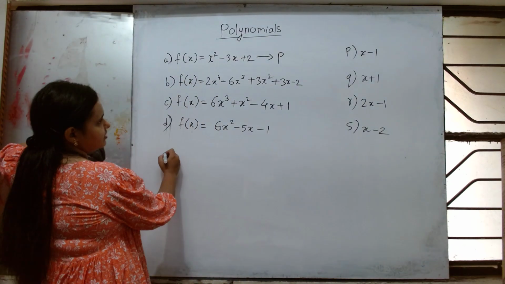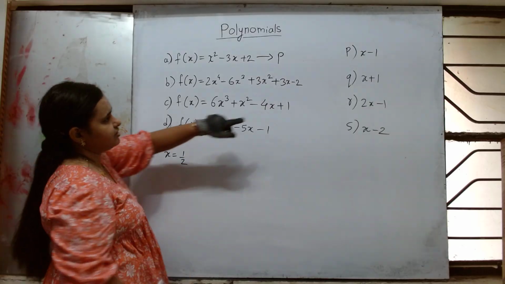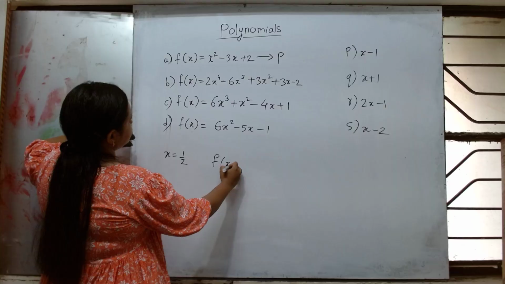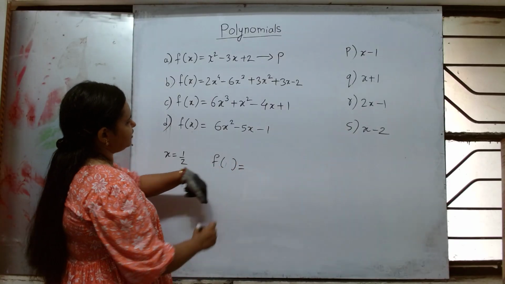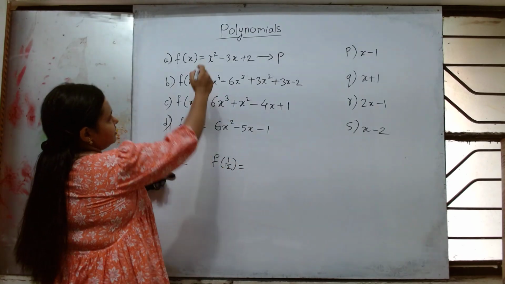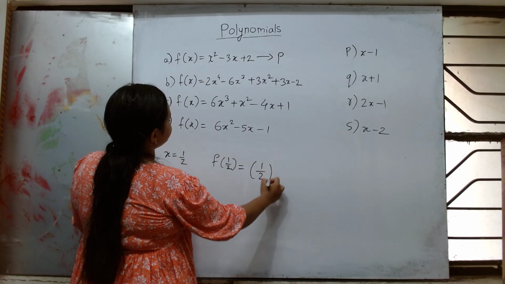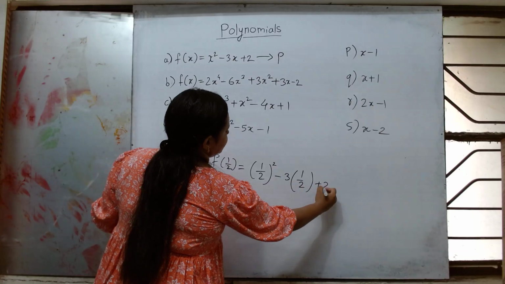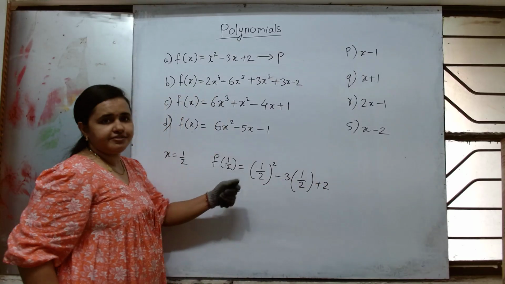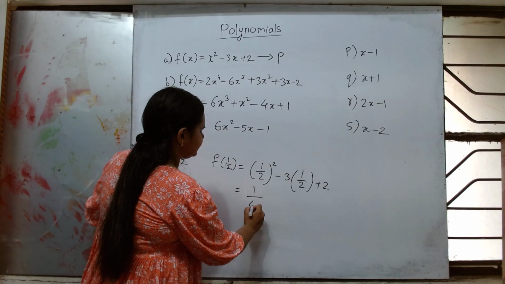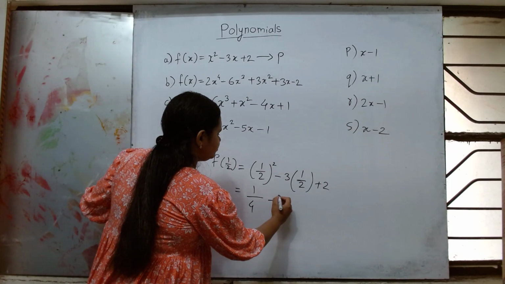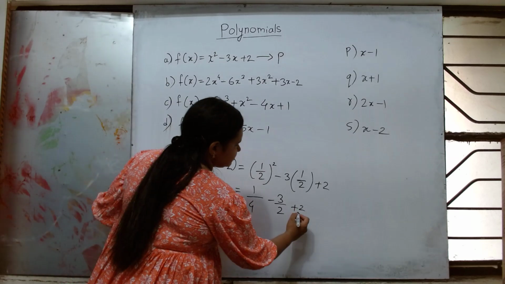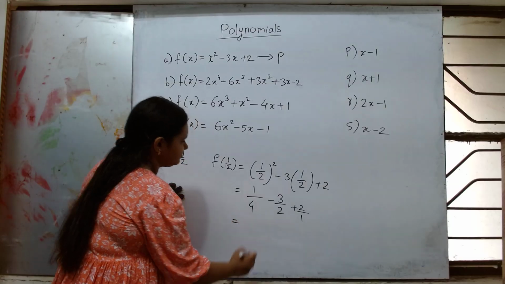So we got x equals to 1 upon 2 from this, and f of x is equals to f of 1 by 2. Put 1 by 2 instead of x. It will be 1 by 2 square minus 3 into 1 by 2 plus 2. So it will be 1 square is 1, 2 square is 4 minus 3 upon 2 plus 2. So LCM is, here it is 1, so LCM will be 4.